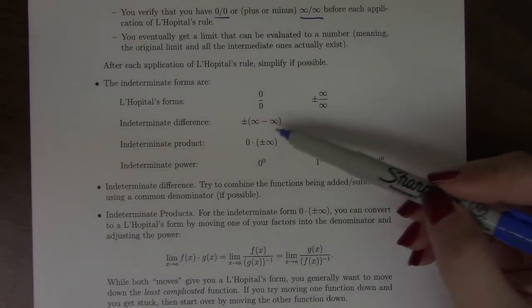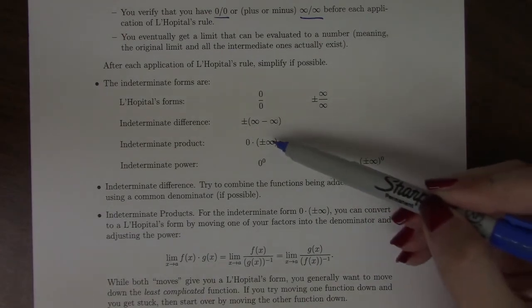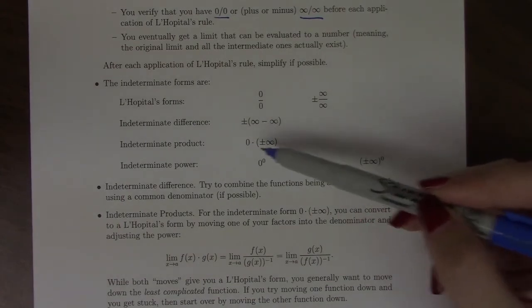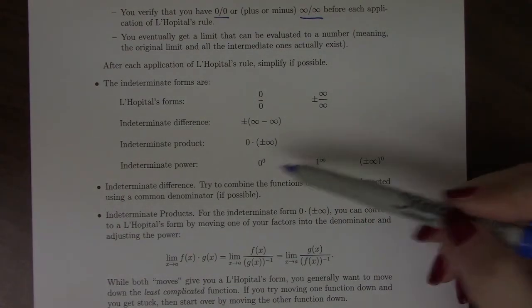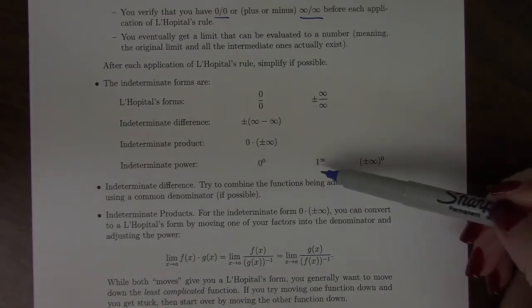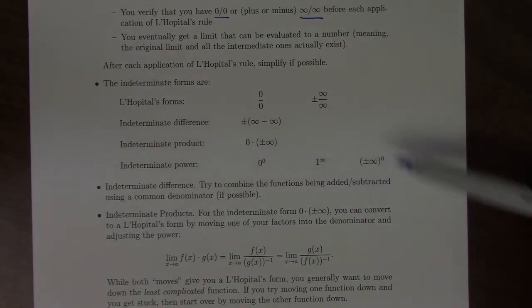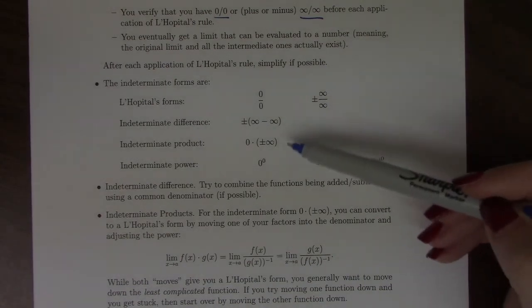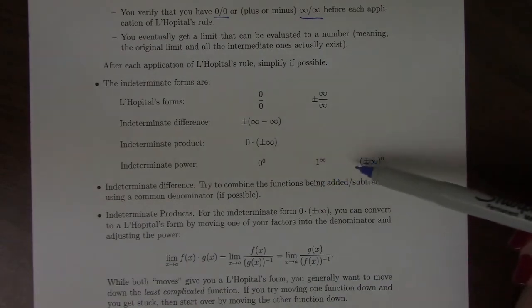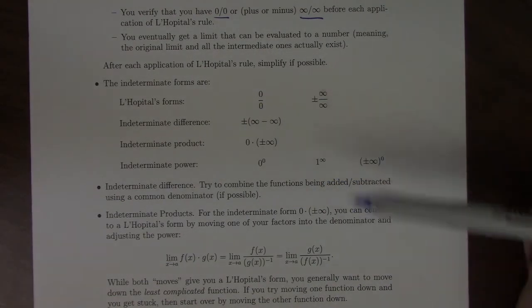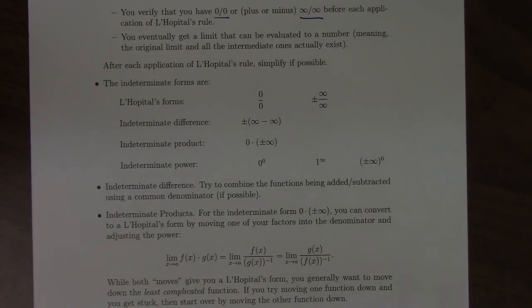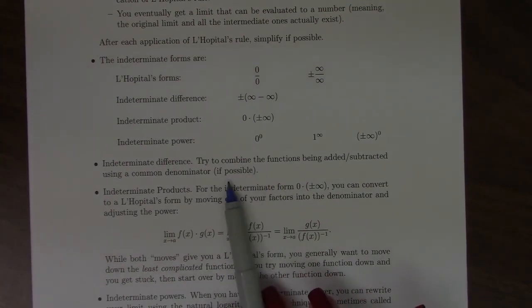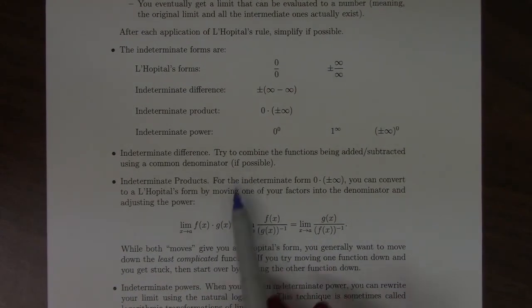However, you could have an indeterminate difference. We could also have 0 times infinity, and we're not really sure what the limit of that is. Which one of these wins? You could have an indeterminate power, so 0 raised to a 0 power, or 1 raised to a 0 power, or infinity raised to a 0 power. For some of these forms, there may be ways to algebraically manipulate the expression to turn it into an actual ratio of two expressions. For the indeterminate difference, try to combine the functions using a common denominator, if possible.